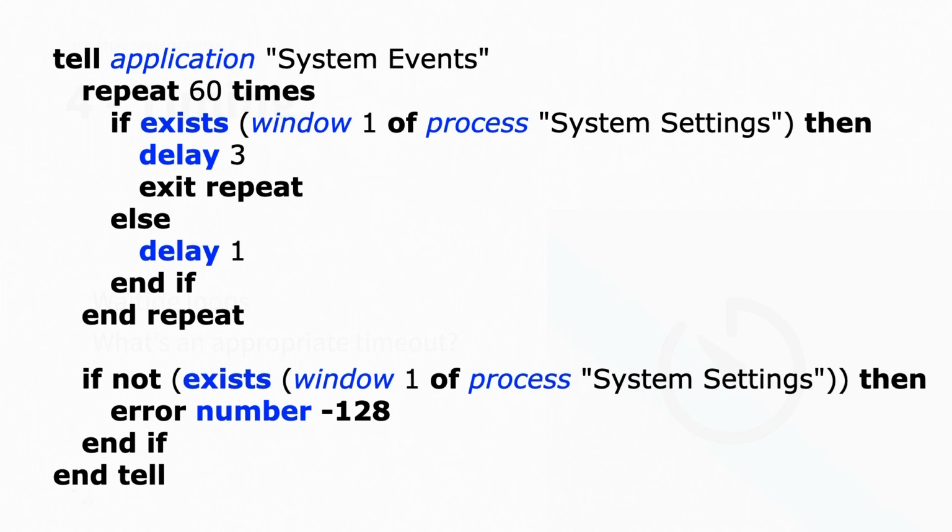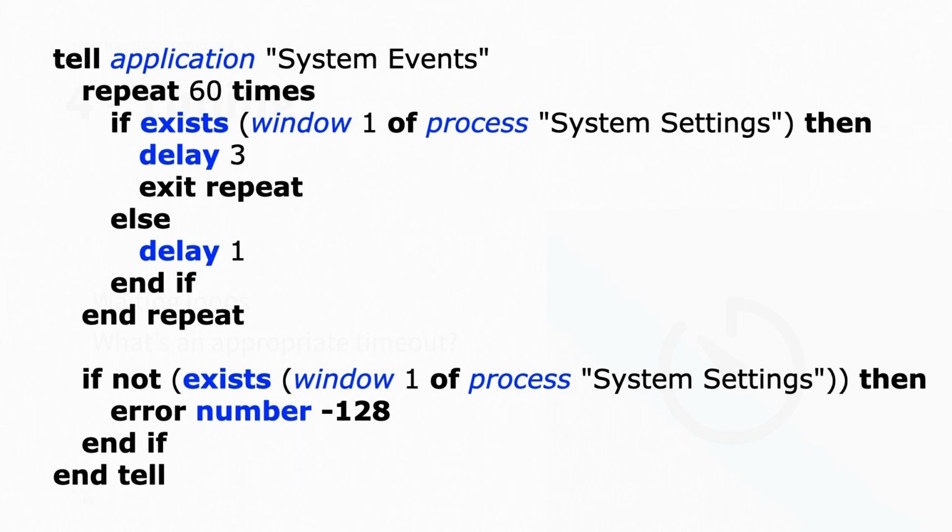And it's always going to start at 1 and enumerate from there. If that exists, we're going to give it 3 seconds to sort of fudge time, wiggle time to figure itself out. We're going to bail out of our repeat and keep going. If that window does not exist, we're going to pipe through a 1-second delay, and then let ourselves go through that loop one more time.